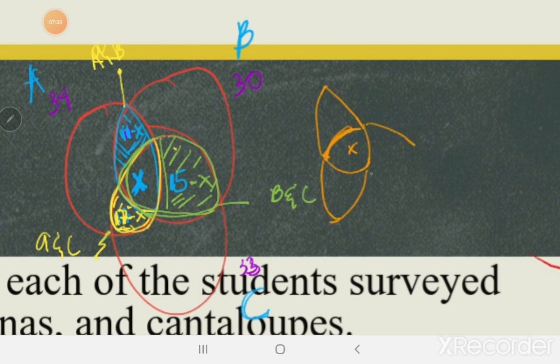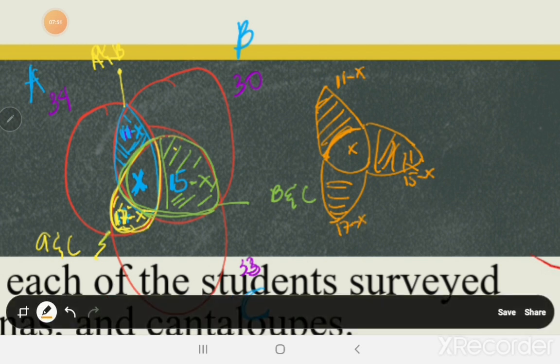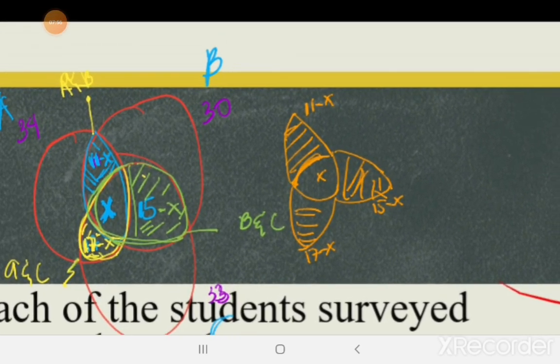And this is 19 people daw yung total nito, guys. Pero ano itong mga to? This is your 11 minus X. And this shaded area is your 15 minus X. And another shaded area is your 17 minus X. Tama? Those are the total number of people who like both of your apricots and your banana.